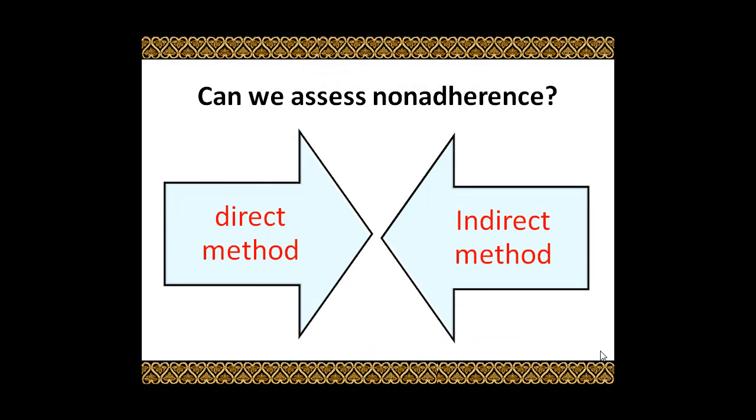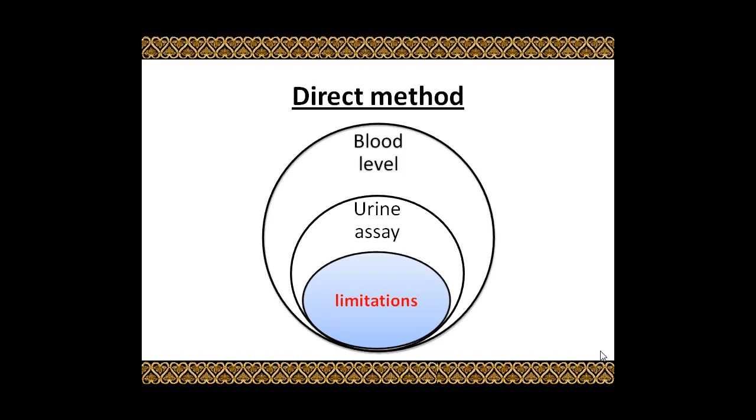Can we assess non-adherence? Yes, we can. There are two methods to assess non-adherence: direct method and indirect method. Direct methods are objective methods for assessing non-adherence, and they include the following: blood level monitoring, and urine assay for the measurement of drug metabolites or marker compounds.